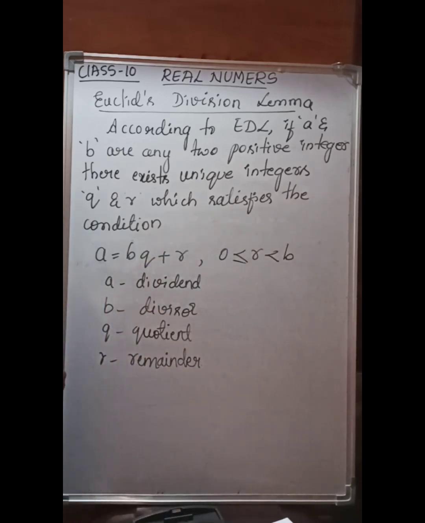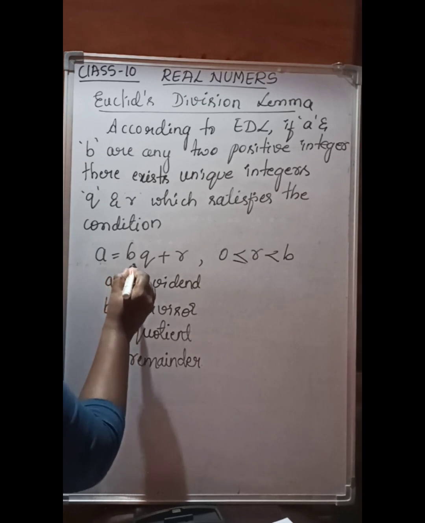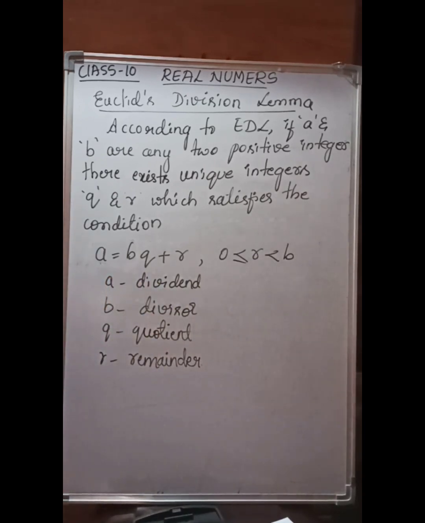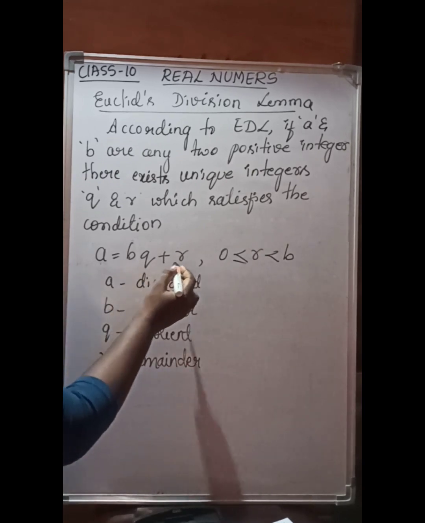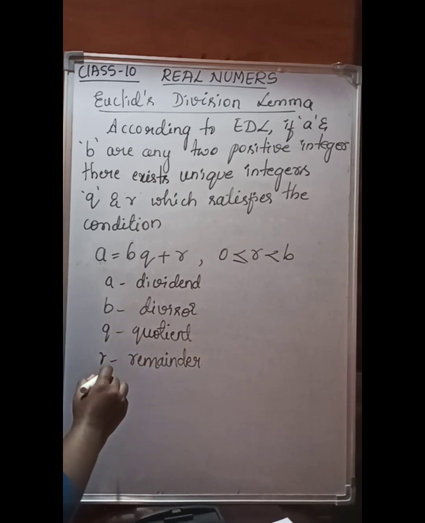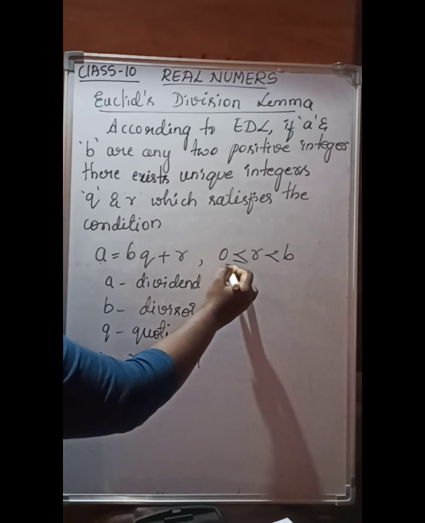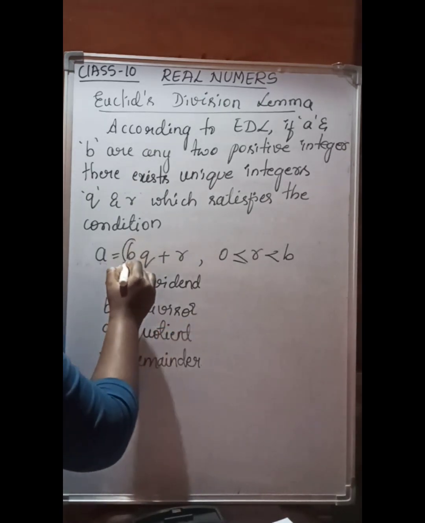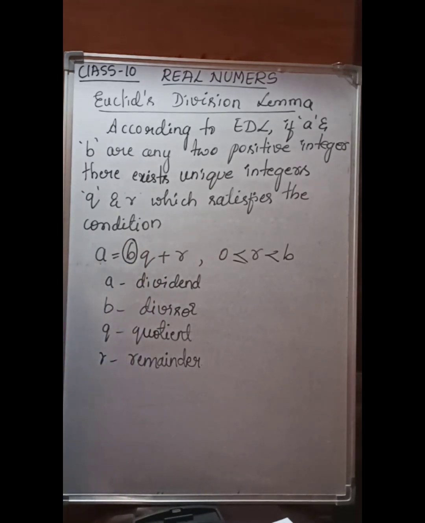Here a and b are any positive integers. To satisfy this statement, there exist another two unique integers, we call them q and r. Here a is the dividend, b is the divisor, q is the quotient, r is the remainder, where r is always greater than or equal to 0 and less than b. The b value is the divisor. Now we'll solve one example, then you will understand the exact meaning of that.